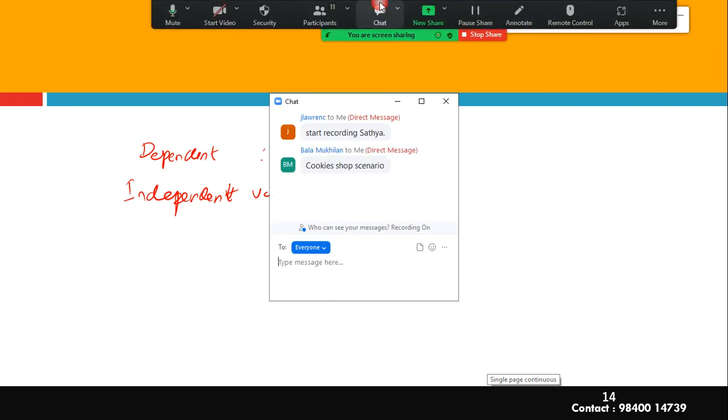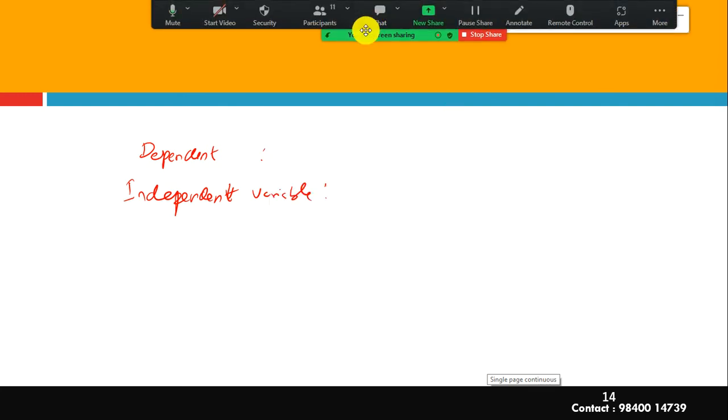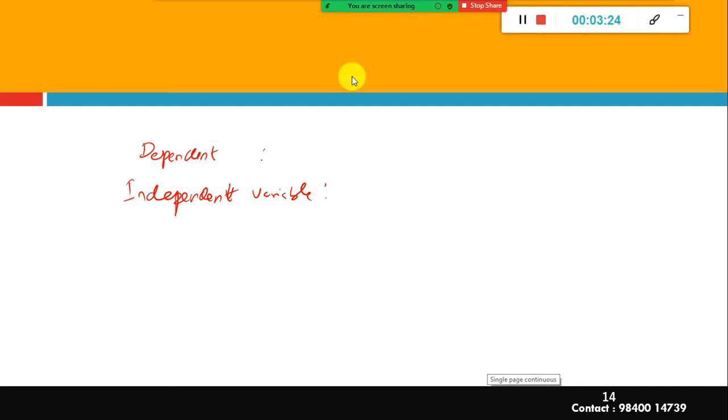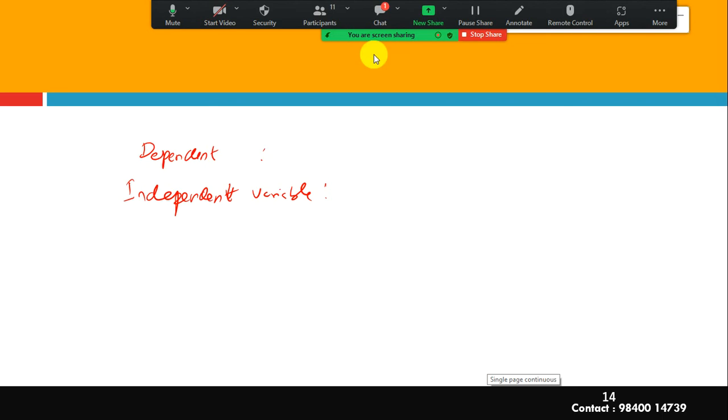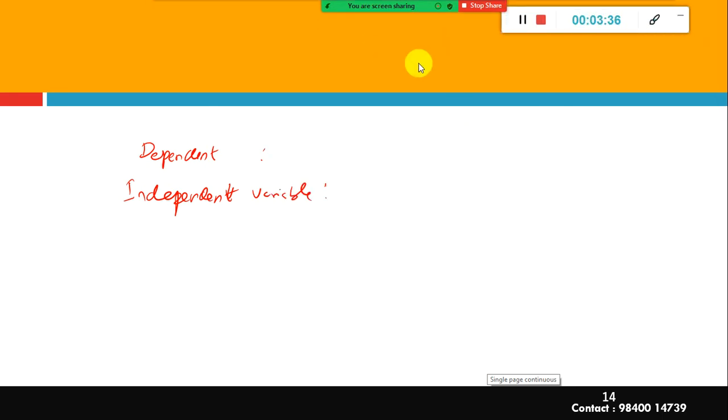Yesterday's test was the retail shop scenario. We discussed the retail chain case study. The objective of that ANOVA case study was: does keeping the items in different parts of the shelves have any influence on the sales? For that we conducted the ANOVA test.